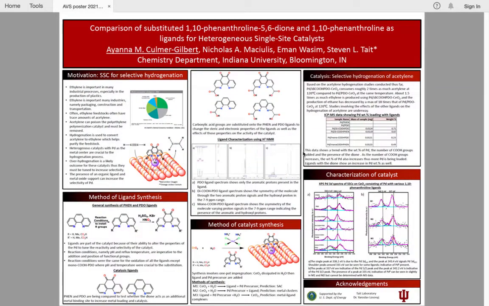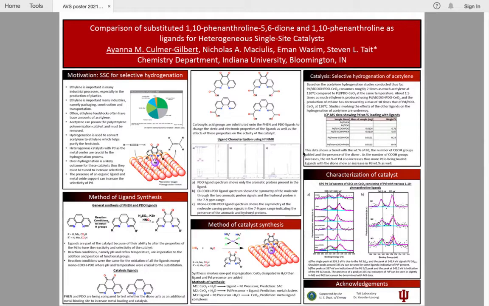Hello everyone. Today I'll be discussing my research on the comparison of 1,10-phenanthroline-5,6-dione and 1,10-phenanthroline as ligands for heterogeneous single-site catalysts. My motivation for this project lies in its macro-scale industrial applications.